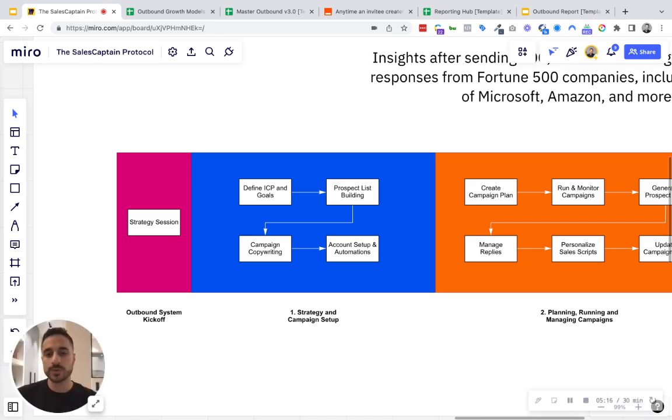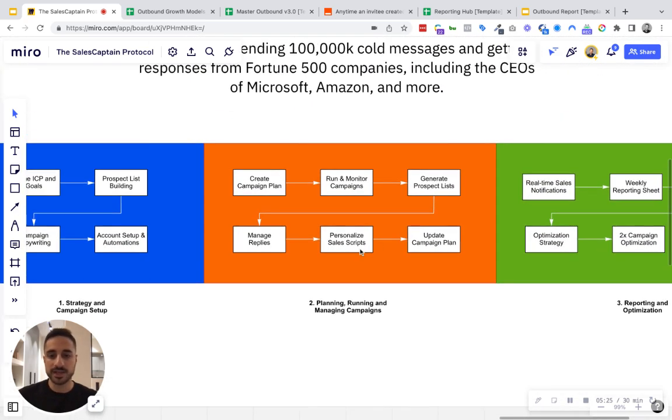And then as soon as we have the campaigns ready to go live, the account set up, the automations, and all the infrastructure required for the project to go live, the next step is planning, running, and managing the campaigns. In planning the campaigns, and in running multiple A/B tests and reaching out to different industries at the same time, we've developed what we call the campaign plan.